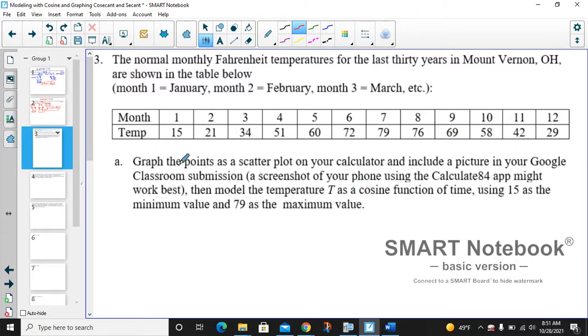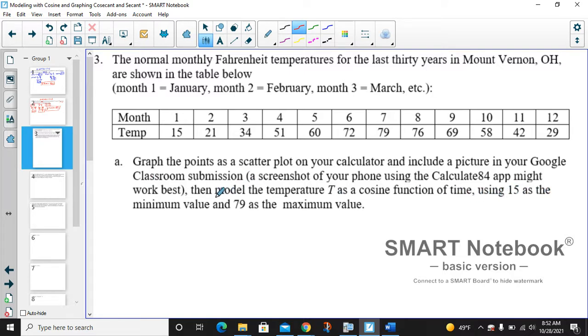All right, so we've graphed the points as a scatter plot. It does say to take a screenshot. So if you do it on the Calculate 84 app on your phone, you can just take a screenshot of your phone. If you do it on a regular calculator or some other method, just take a picture with your tablet or your phone or whatever. That works just as fine.